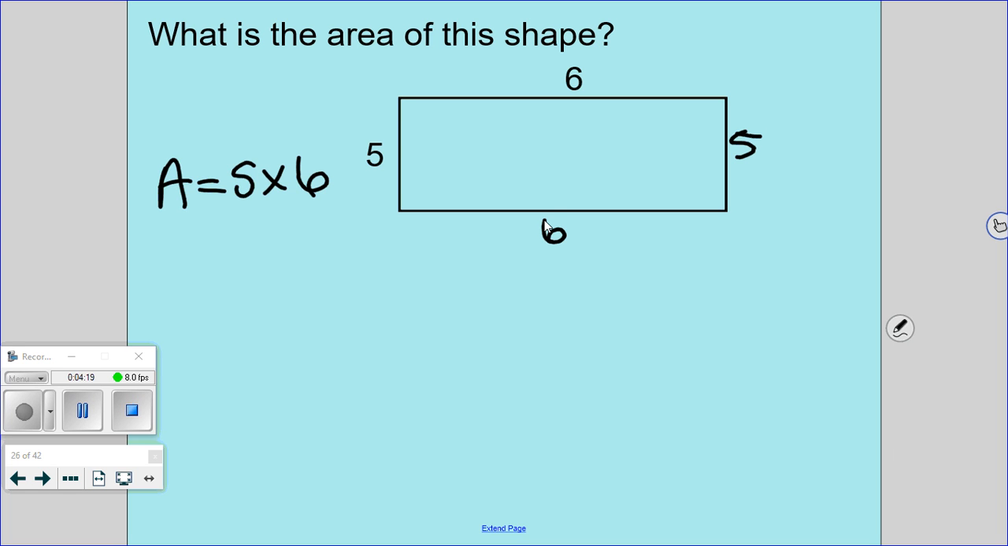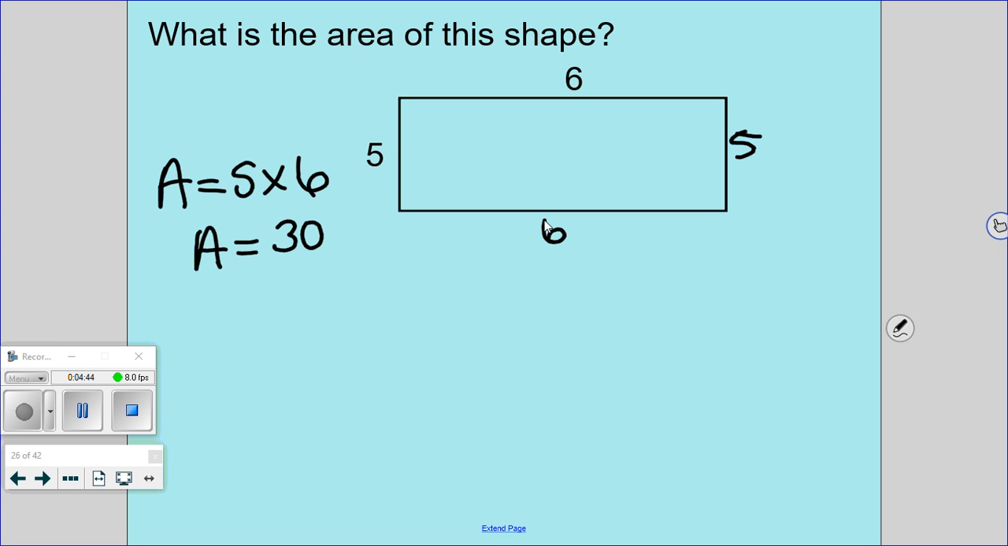5 times 6, I can solve that equation. You tell me. What is the area of this shape? Ashley? 30.